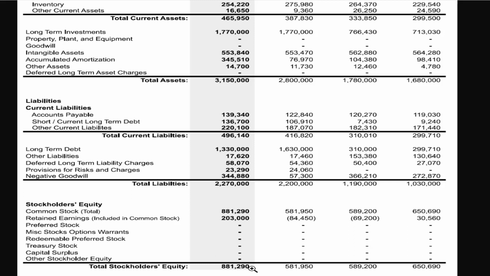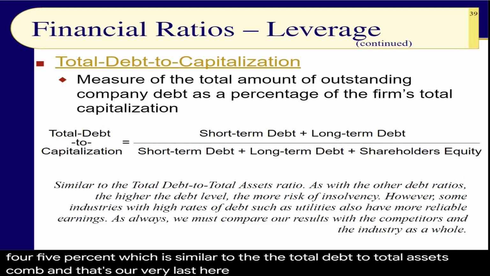So 1,466,700 divided by 2,348,620, and we get a total debt to capitalization of 62.45%, which is similar to the total debt to total assets. Cool? And that's our very last ratio.